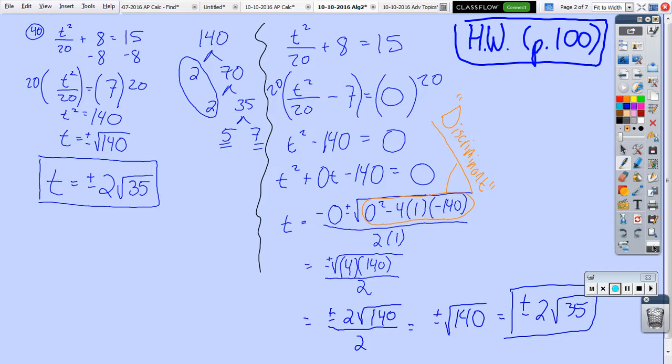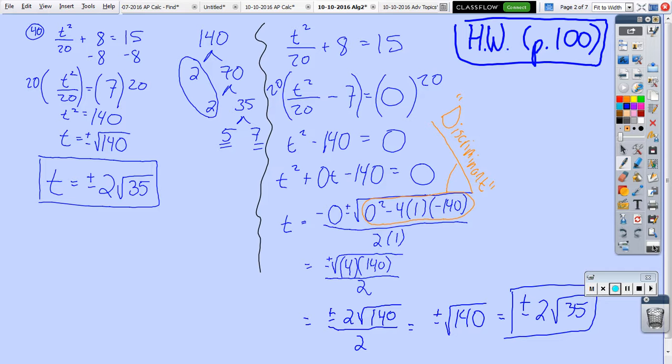Remember, you can do that at any point. If you don't like fractions and you want to get rid of fractions, go ahead and multiply both sides by some constant to get rid of fractions. So that's what I do. I multiply this whole thing by 20. Now make sure it's each part too. It's the entire left-hand side, it's the entire right-hand side. 20 times t squared over 20 is t squared. 20 times negative 7 is negative 140. And this equals 0 times 20, which is just 0. So this you might like to work with more than when you have fractions involved.